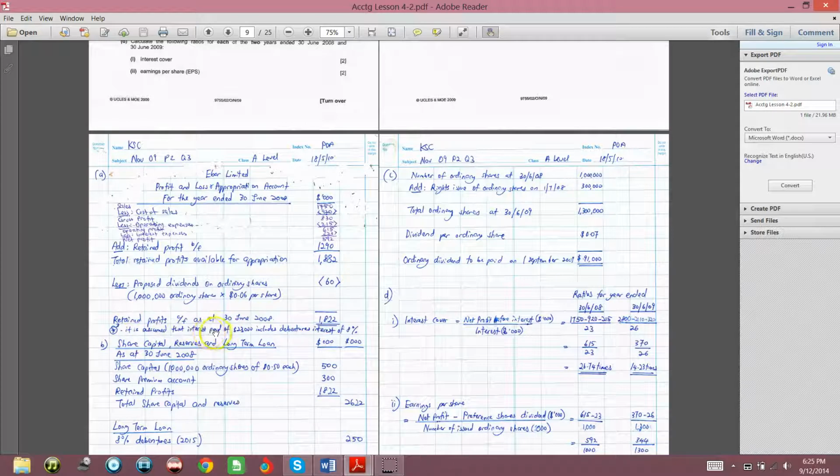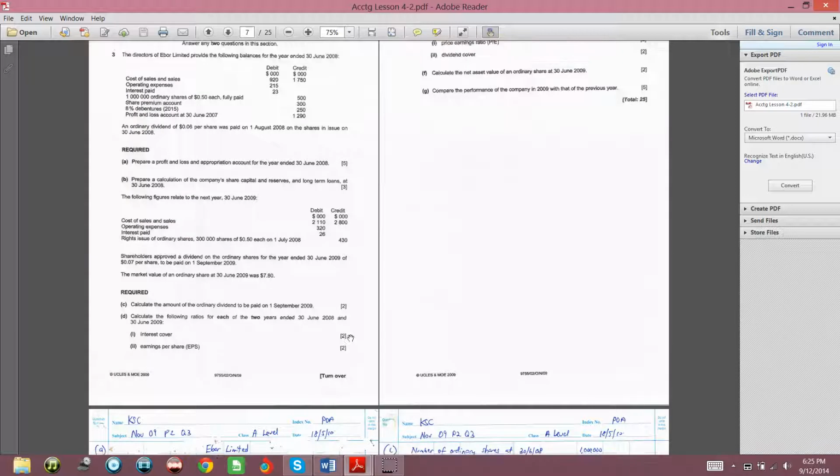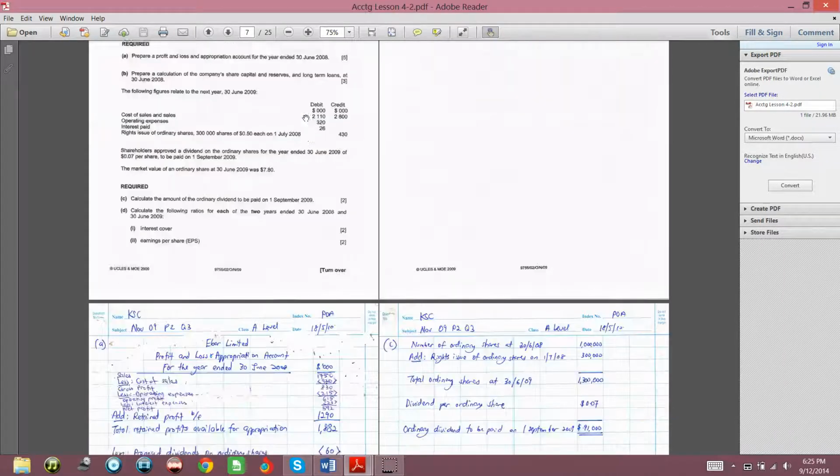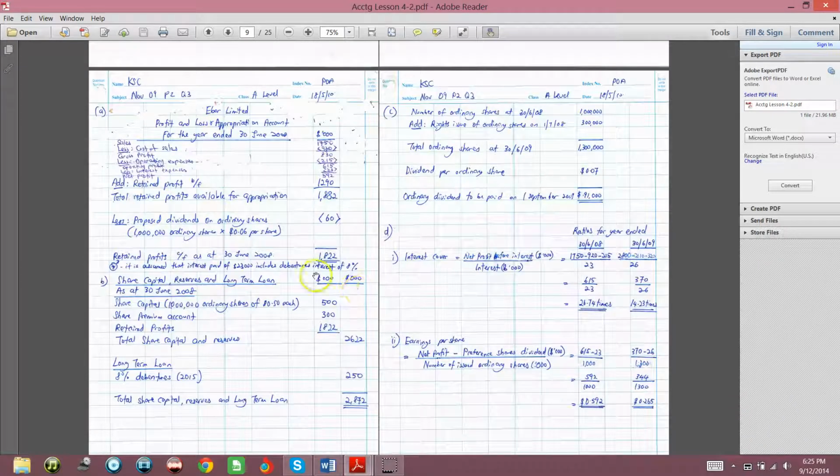It is assumed that the interest paid of 23,000 includes debenture interest of 8%. If you take 250,000 times 8%, that is 20,000, but interest paid is 23,000. So I can assume that this interest paid is inclusive of this debenture interest. Otherwise, if it's not inclusive, then I have to calculate separately. So if the question is not clear, write your assumption.